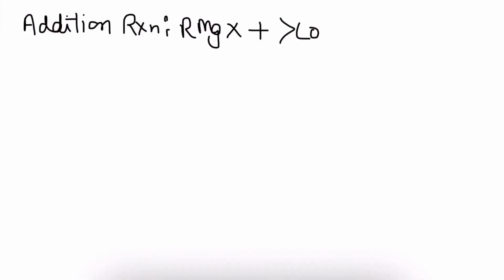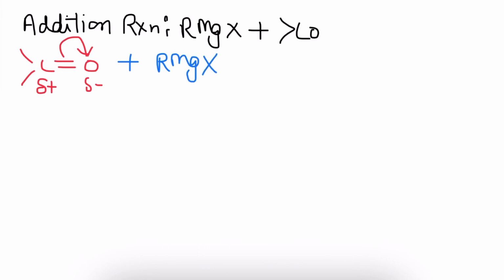Hello everyone, today our topic is addition reaction of Grignard reagent with carbonyl compound. Carbonyl compounds are highly polar in nature because of shifting of pi electron toward the more electronegative oxygen element. This results in the partial polarization of the bond. Because of this shifting of pi electron, carbonyl carbon becomes positively charged and carbonyl oxygen becomes negatively charged. So this polar carbonyl compound undergoes addition reaction with a Grignard reagent, which is highly reactive in nature.